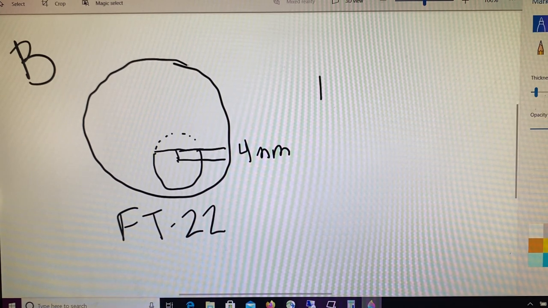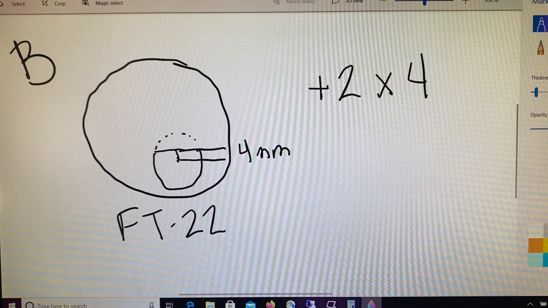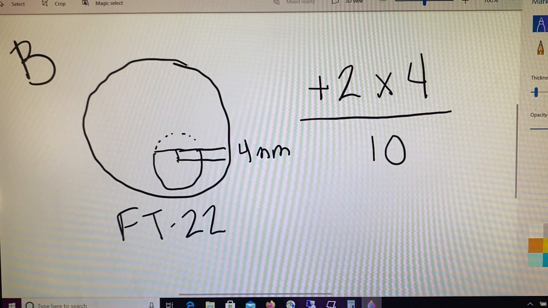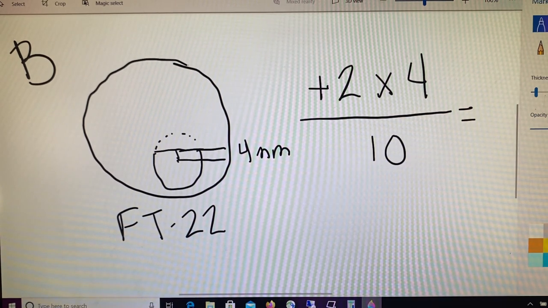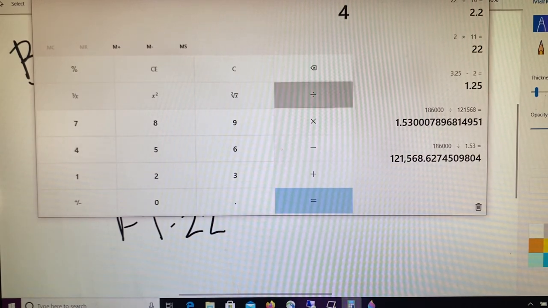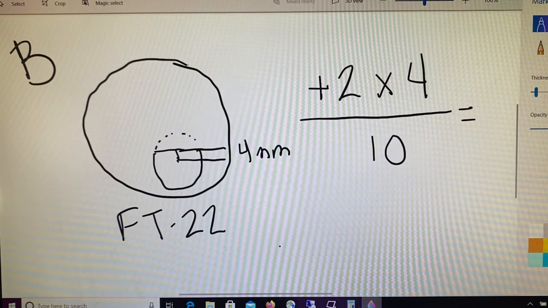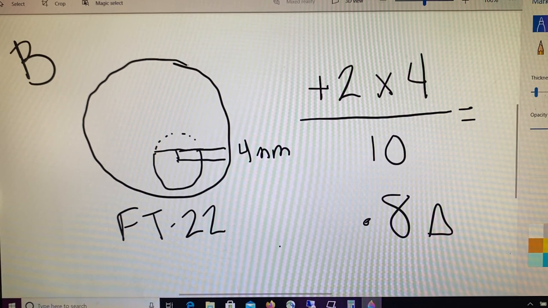We're still going to say that we're dealing with a 2 add, times the amount of movement to get to the middle of that segment, that optical center of the segment, and we're dividing that by 10 because, again, we're just using Prentice rule. I'm going to grab that calculator. So we'll do 2 times 4 divided by 10 equals 0.8. So this particular lens creates 0.8 diopters of image jump.